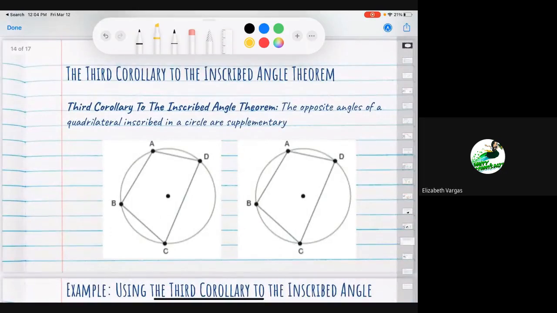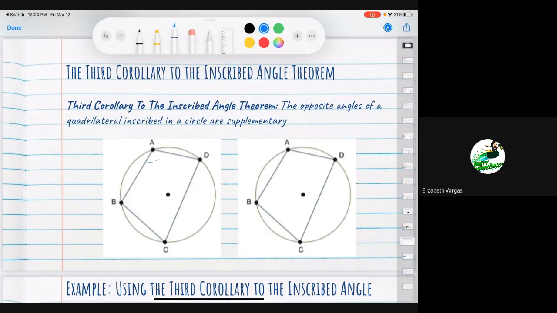Okay, the last theorem we're going to look at today is the third corollary to the inscribed angle theorem. And this one just says, opposite angles of a quadrilateral inscribed in a circle are supplementary. So if we have a quadrilateral which is inscribed, so inside of a circle, the opposite angles are supplementary. So that means that this angle and this angle are supplementary.